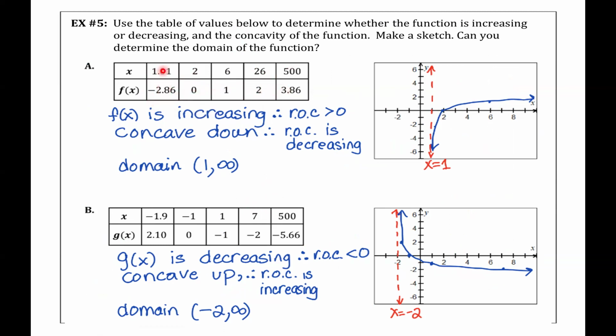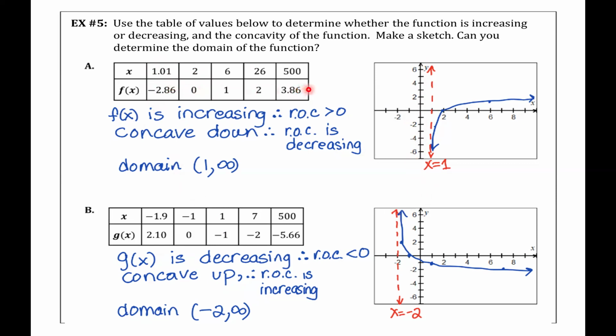Notice here, though, at my end behavior, what's happening with my x values. So this is 1.01. As my x gets closer to 1, the function is going down to negative infinity. So that lets me know that there is a vertical asymptote at x equals 1. All right, so that's the first thing I acknowledge.